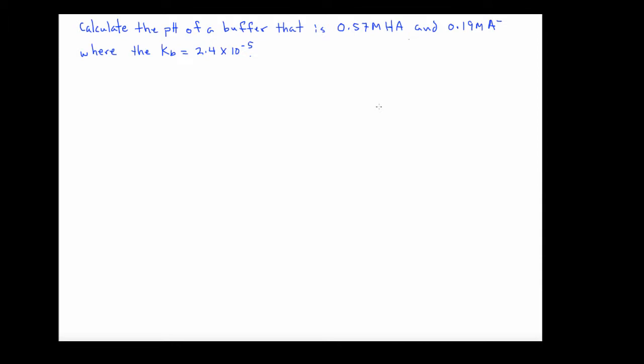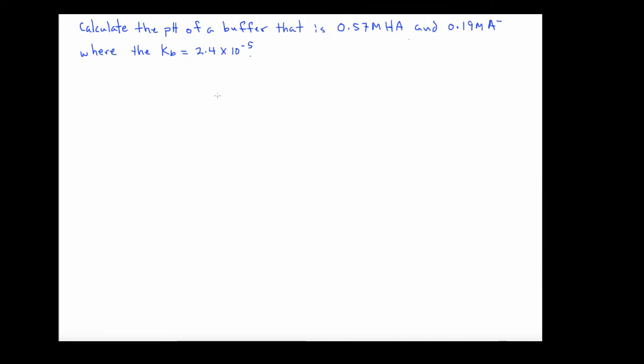Now I think where we should start with this is for me to quickly define what a buffer is. A buffer is a solution that resists changes in pH when small amounts of either H plus or OH minus are added to the solution, where the solution contains quantitative amounts of HA and A minus.